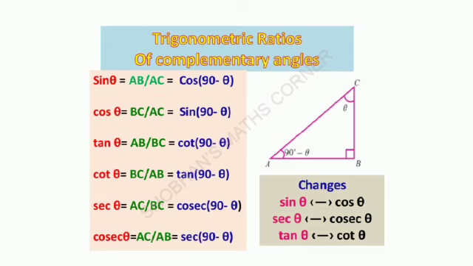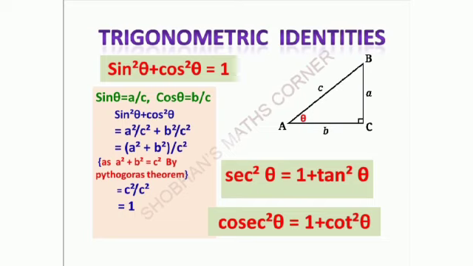After this we have the trigonometric identities. This is the most important concept, because if you go to higher classes and learn higher standard trigonometry, it is based on this. We have only 3 trigonometric identities.